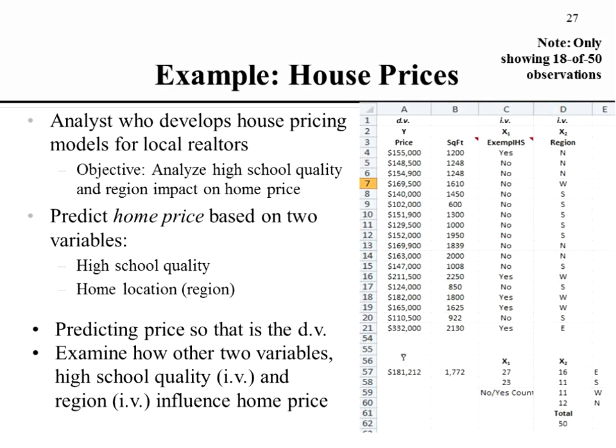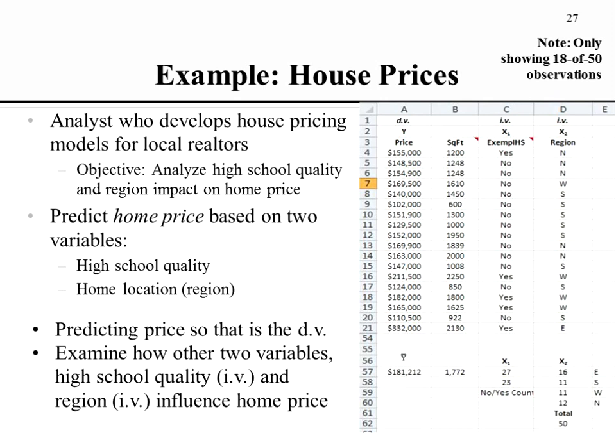And then we've got two other factors we want to ask ourselves: to what extent do these other factors influence the price of the house, our dependent variable? And so the high school quality will be independent variable 1, and the region or the location of the home will be independent variable 2. So we're trying to predict the price. We're trying to examine high school quality and region and how they influence the home price.